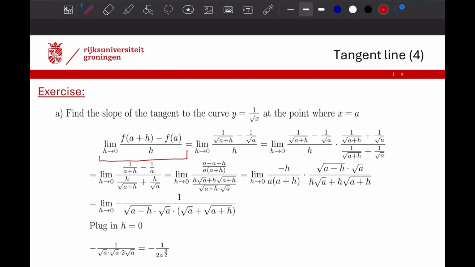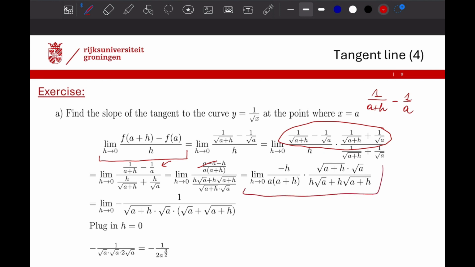So here I multiply and divide by 1 over the square root of a plus h, plus 1 over the square root of a. Once I do that, the expression becomes the first term squared minus the second term squared. If I square them, I just have 1 over a plus h minus 1 over a. And this is what I have at this point here. I put everything into a common denominator, and I do the same at the denominator as well. A few things cancel out, and this is what I get.